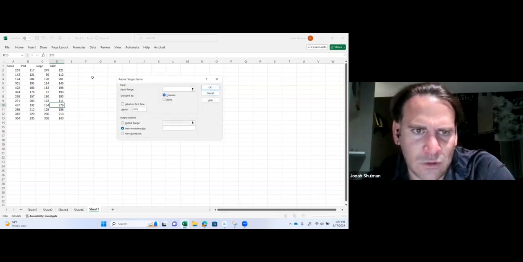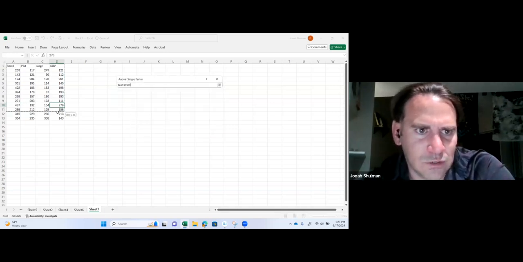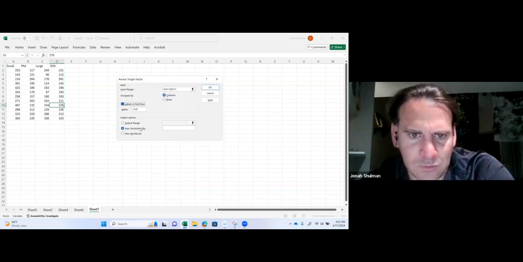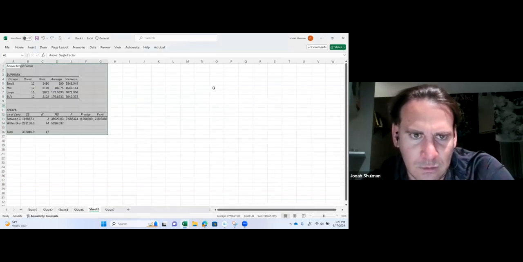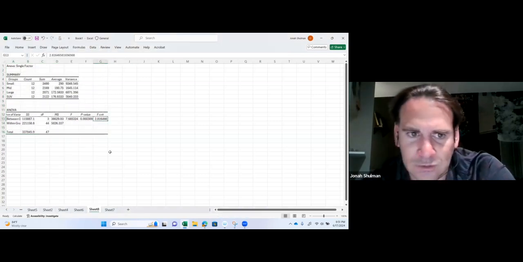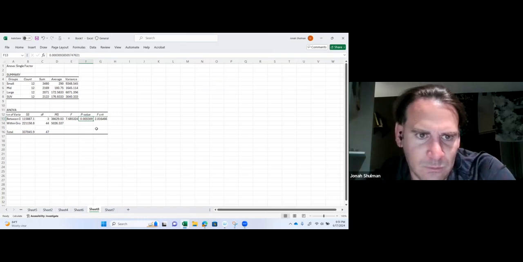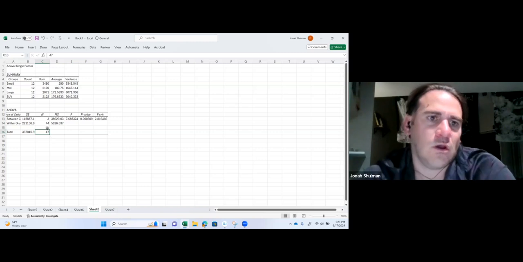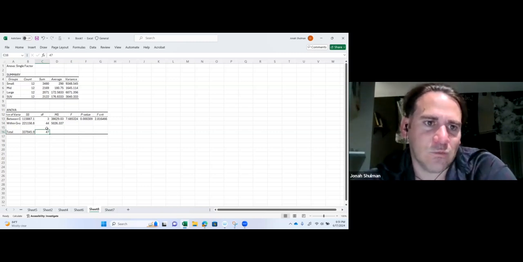All right, so here's the input range. Here's all our data. We have labels in the first row. Our alpha is 0.05. Columns, beautiful. F critical is still 2.81. The p-value is 0.00031, exactly the same. And 347. We are perfect. We have everything we need.